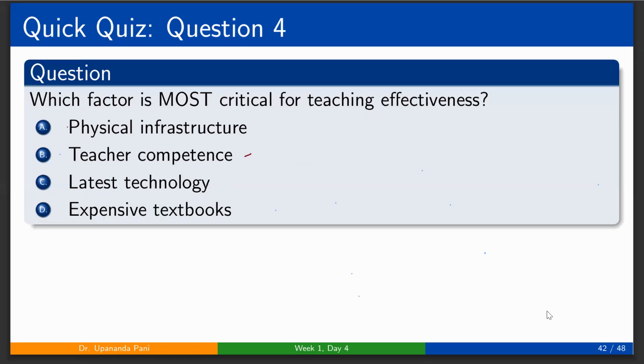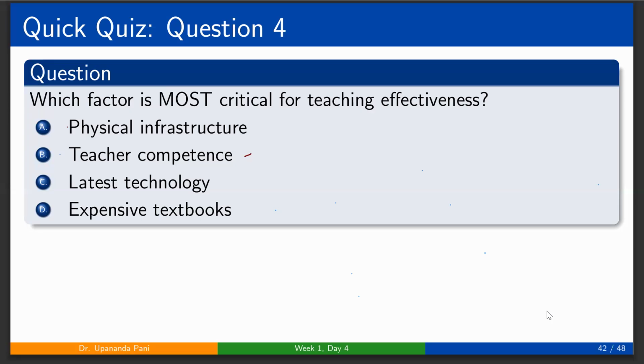Okay, very good. This one is not having the answer here. So let us see who all are answering it correctly. Which factor is most critical for teaching effectiveness? Physical infrastructure, teacher competence, latest technology, expensive textbook. Yes, quick, students. Which one do you think is the most critical for teaching effectiveness?